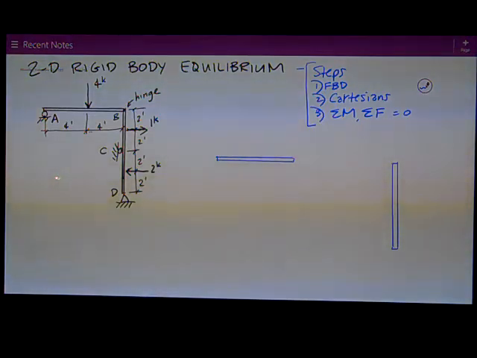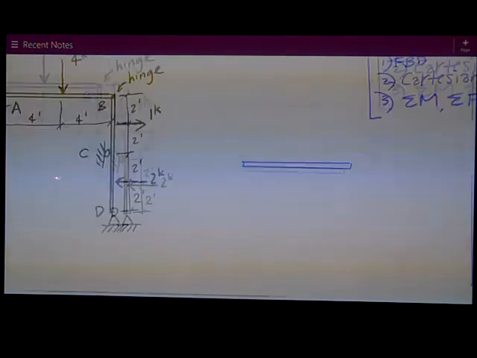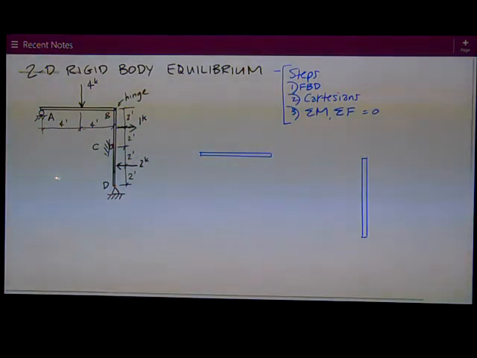Okay, the setup is that we have a beam from A to B with 4 kips in the middle, and then a hinge at point B, and then a vertical member from B, C, D, and on it we have a 1 kip load 2 feet down, a roller at C, and a 2 kip force to the left, 2 feet above the point D at the bottom, where I have a pin.